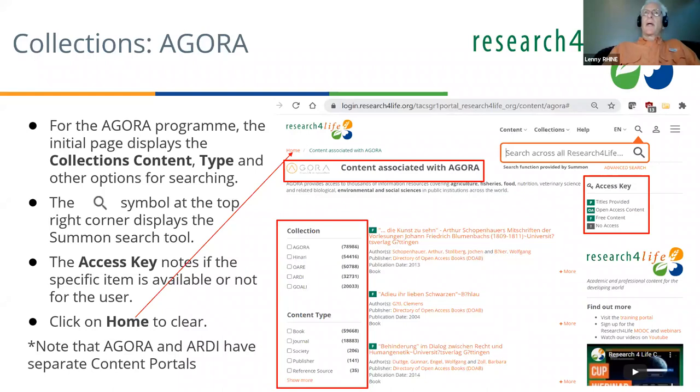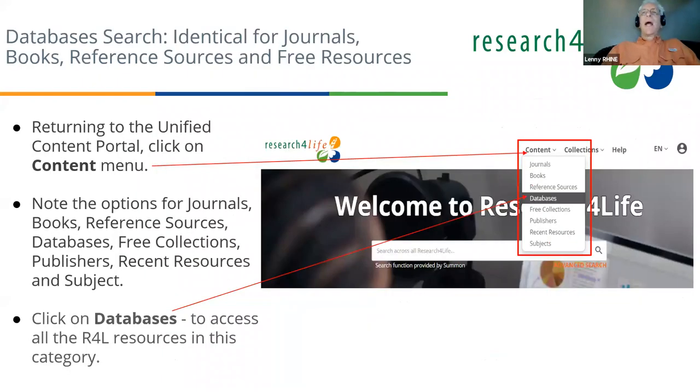Do you know that we include the entire Directory of Open Access Journals? So they would be listed as open access content. You have free content. And when publishers don't grant access, you get the black box, unfortunately. Let's go to databases. We're now in the content dropdown menu, and you have journals, books, reference sources, databases, free collections, publishers, etc., and subjects and recent resources.